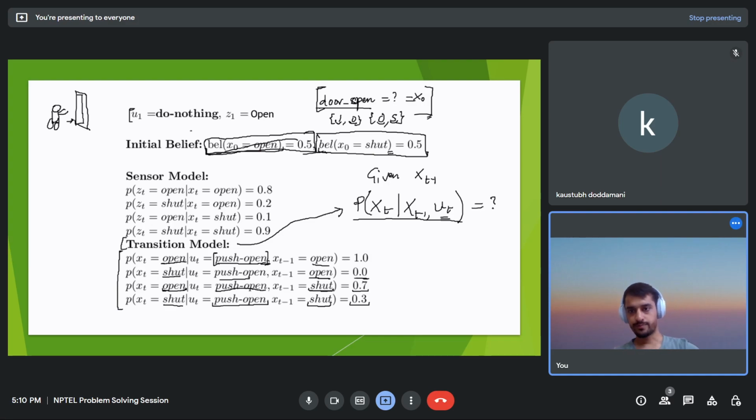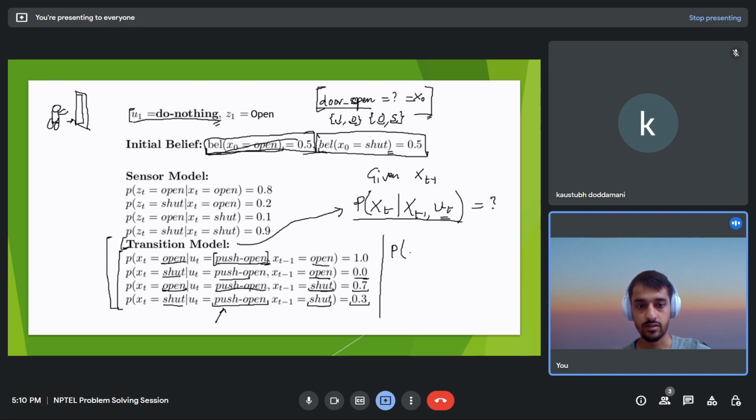So let us do one thing. In this question we consider that initially the robot has done nothing. Here you will see that we have a transition model when the robot actually pushes the door, but we do not have a transition model when the robot does nothing. You already know what the transition model is when the robot does nothing, you saw it in the lectures also. Basically the states do not change.